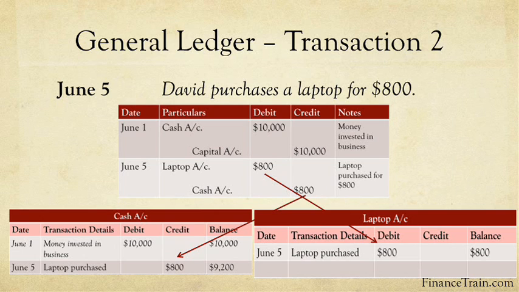Similarly, we can record all the transactions of the business in the general ledger. You can find the complete general ledger for all the transactions at Web Design Inc. in the document titled Case Study with Solution.